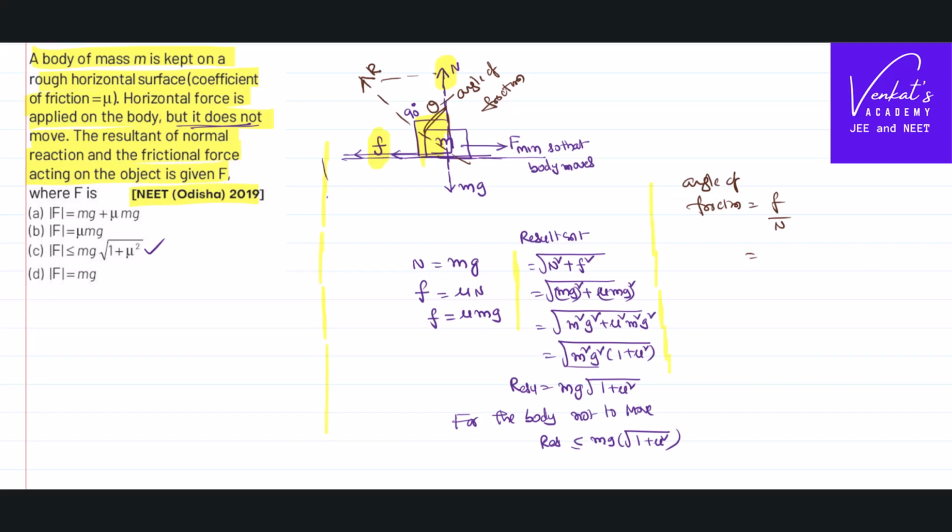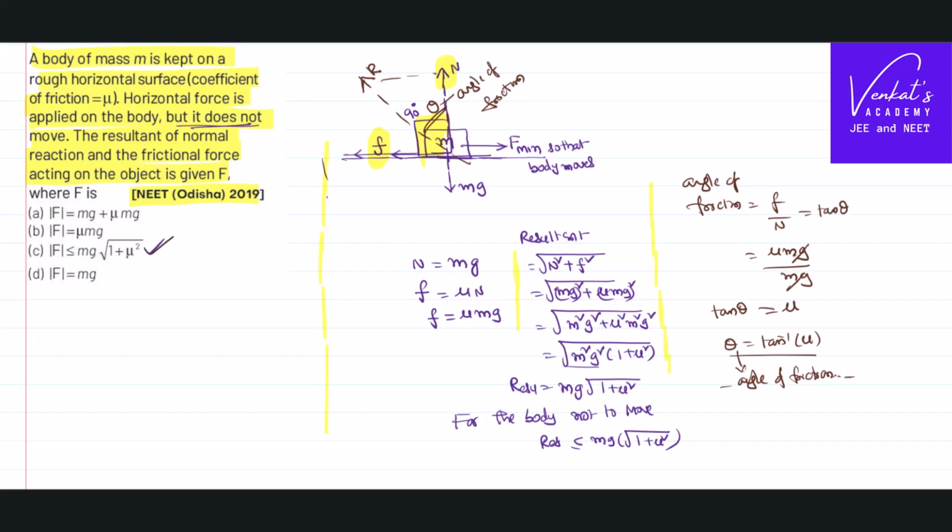Frictional force is mu mg, normal reaction is mg. So that's equal to mu itself, right? So what we have done is angle of the friction, I have written opposite force by adjacent force, that is equal to tan theta. So tan theta equal to mu, theta equal to tan inverse of mu, which is also called as angle of friction. Just to tell you what is the meaning of angle of friction, so that it will be useful somewhere else in the other place itself, right?